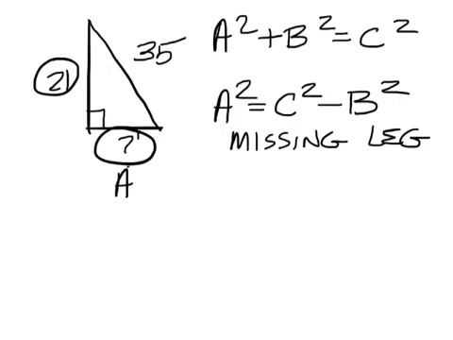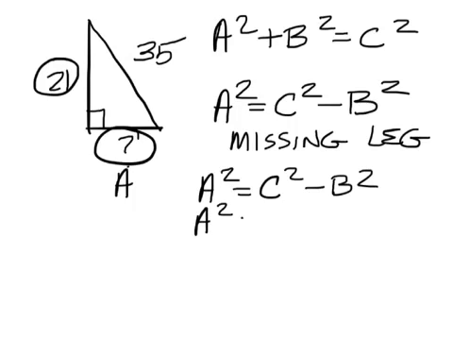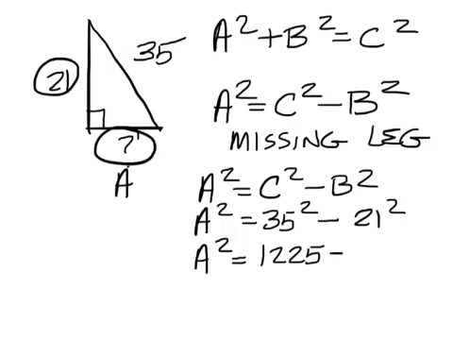So if we call this A, if you're looking for A, it's going to be a squared equals c squared minus b squared, and plug in c squared, which is 35 squared, and then b squared is 21 squared. So on your calculator, figure out what 35 squared is. Yeah, 1225 minus 441, and you should come out with 784.